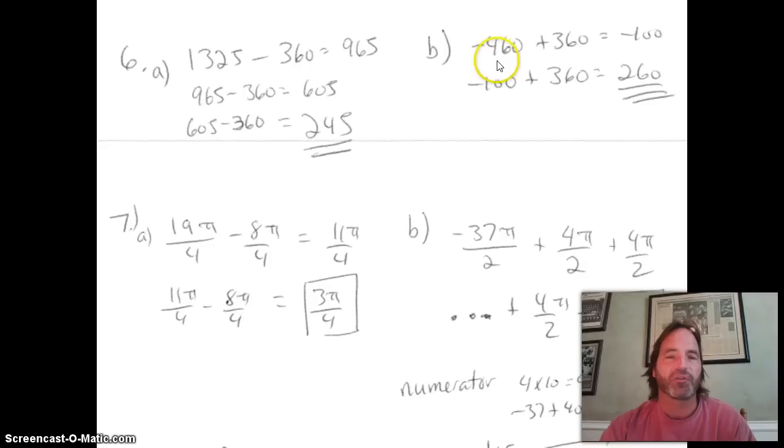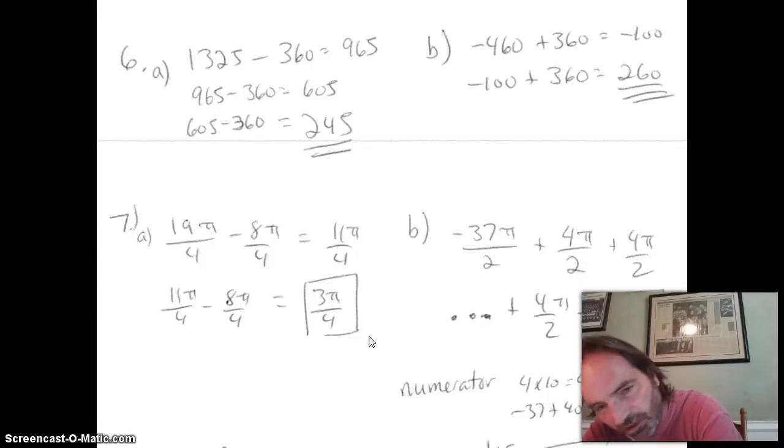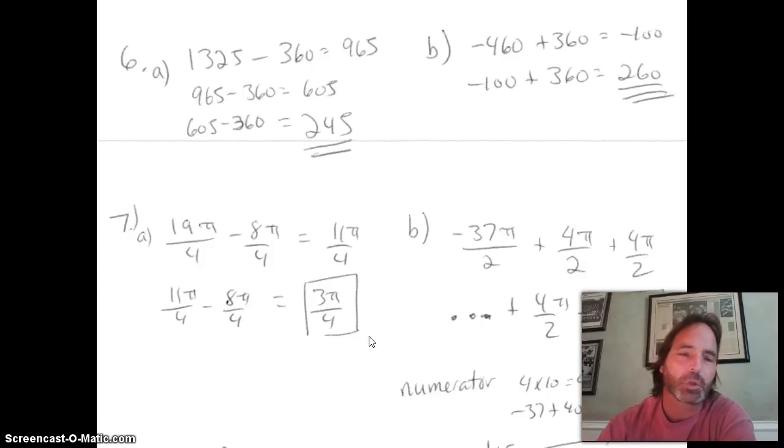Here we started off with a negative 460, so obviously we need to add revolutions. We're going to go counterclockwise, and I add 360, negative 100, still not in the range, and we add it again, and I get 260. This has been the trouble spot with students' weakness on common denominators.